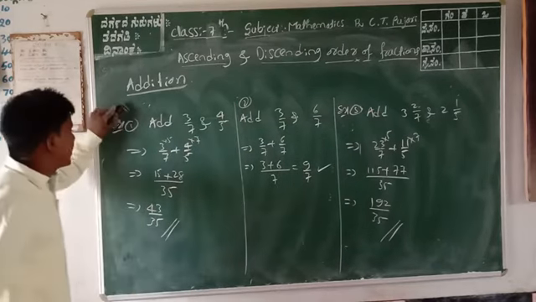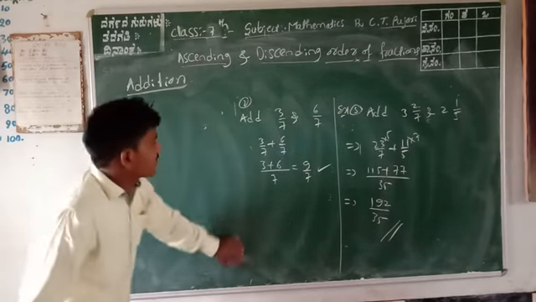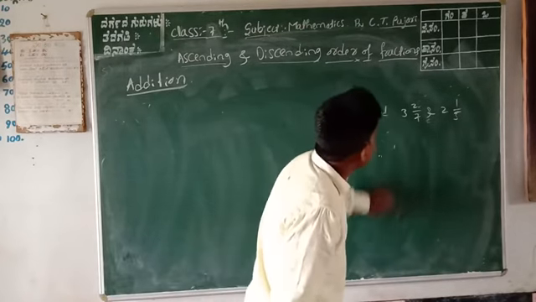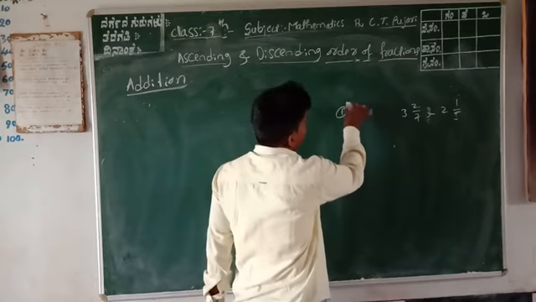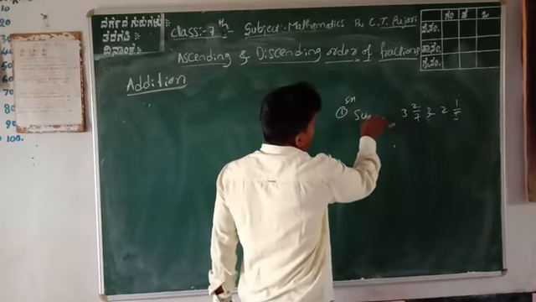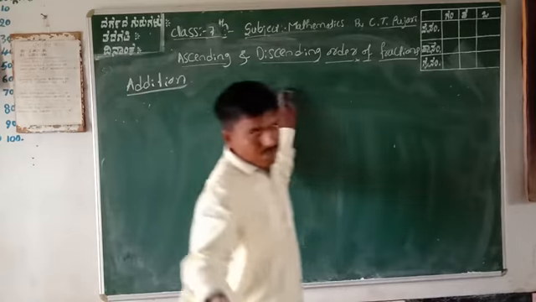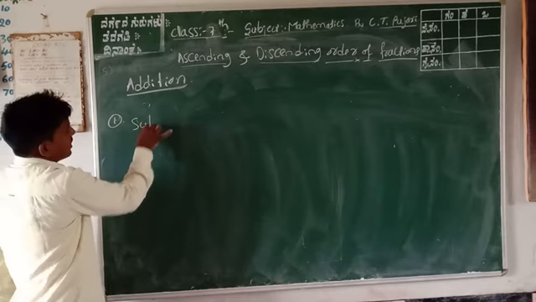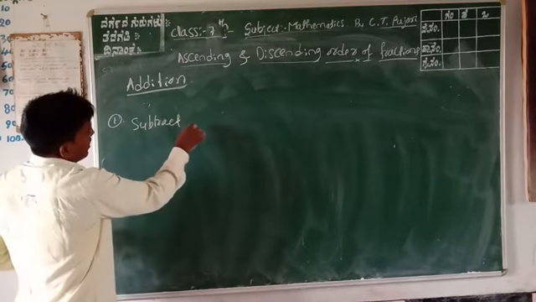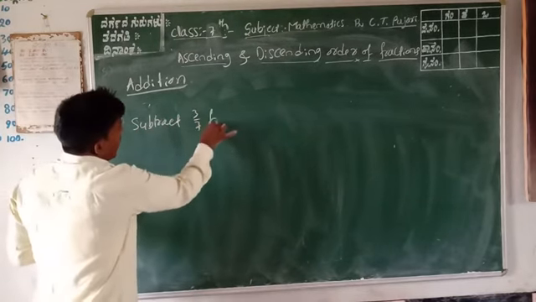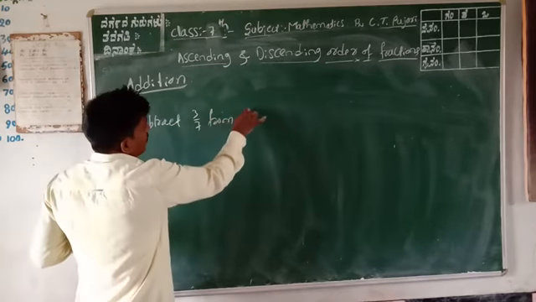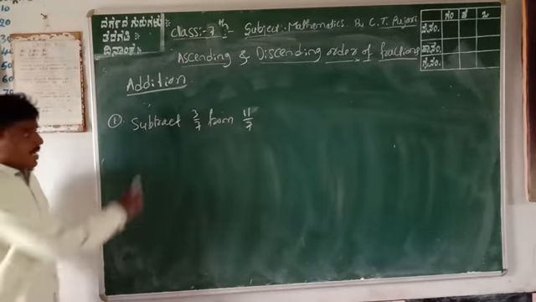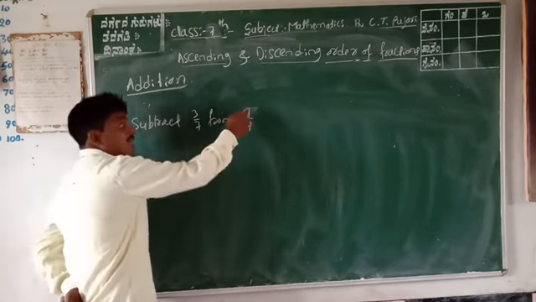Next, two examples in subtraction. First example, example number 1: subtract 3 by 7 from 11 by 7. Again the same subtraction, no problem.